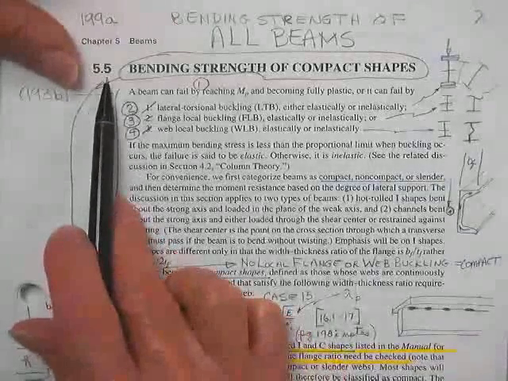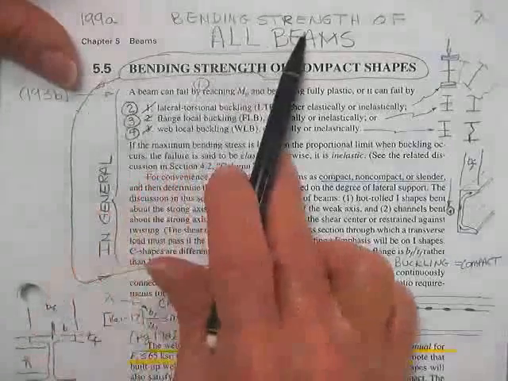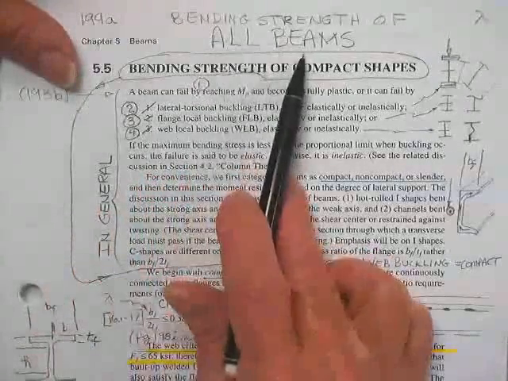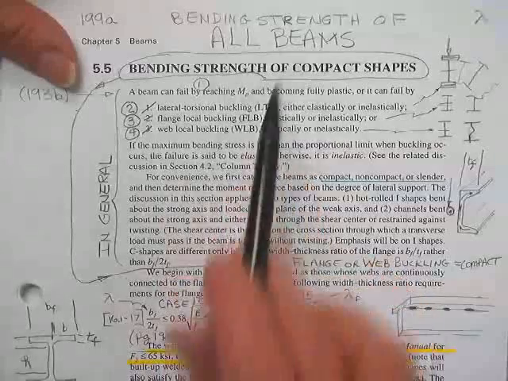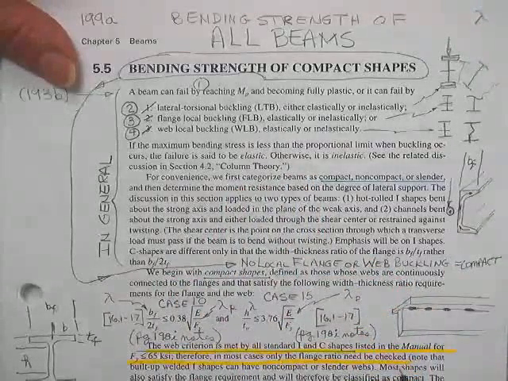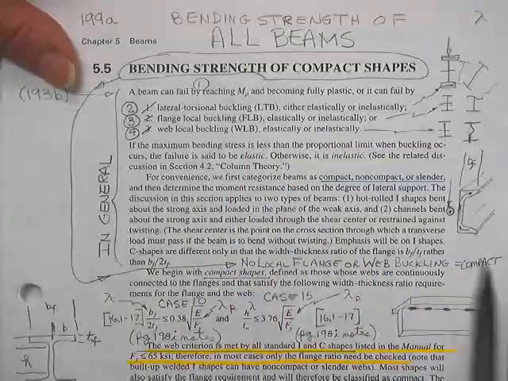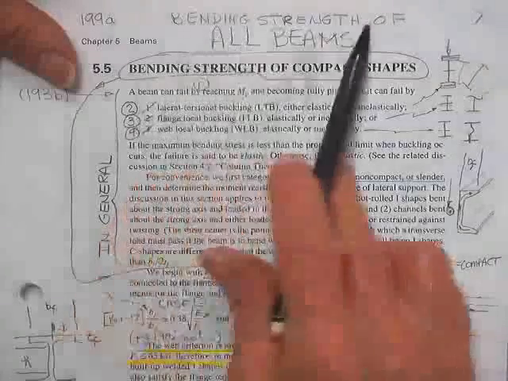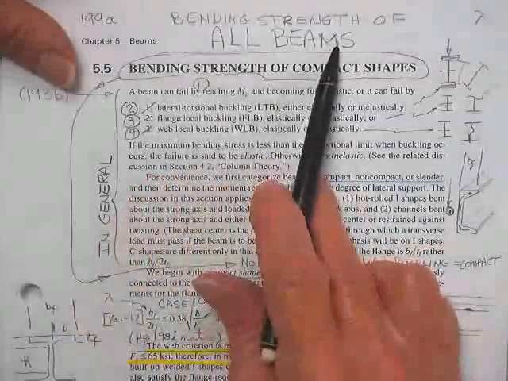Section 5.5 is bending strength of all beams. That's what we're getting ready to discuss. We will compartmentalize, we will specialize a little further down the road. So this really ought to say bending strength of all beams.